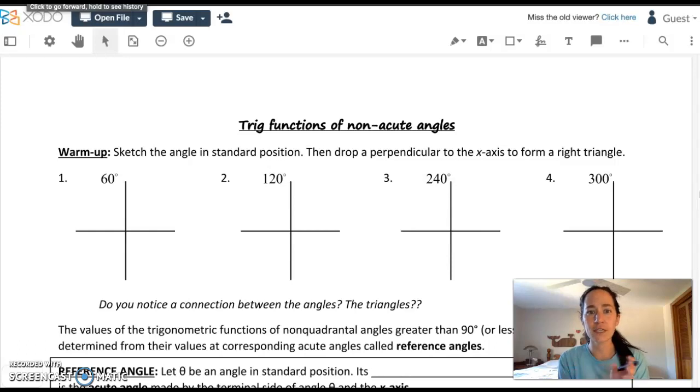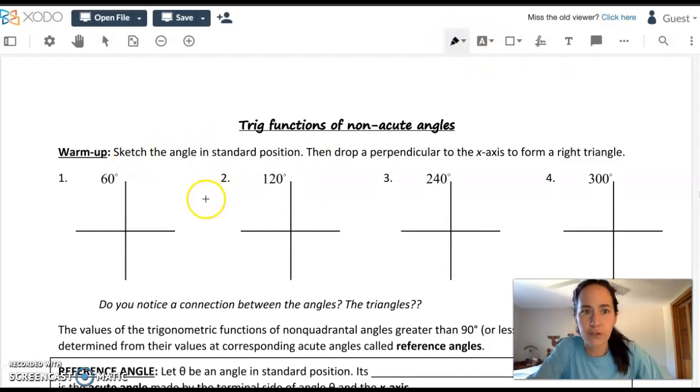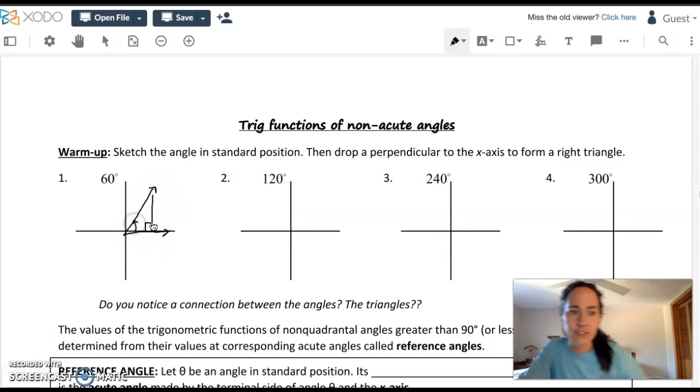But we've been focusing more recently on acute special angles like the sine, cosine, and tangent of 30, 45, and 60. Speaking of 60, check out this warm-up. It says, can you sketch the angles, drop a perpendicular, and make a right triangle out of these four pictures? If I sketch my best idea of a 60-degree angle in standard position, you're in quadrant 1, initial side on the positive x-axis, and I'll draw a little right triangle. I'll drop a perpendicular down, always connecting to the x-axis, not the y, and there's your 60-degree angle.